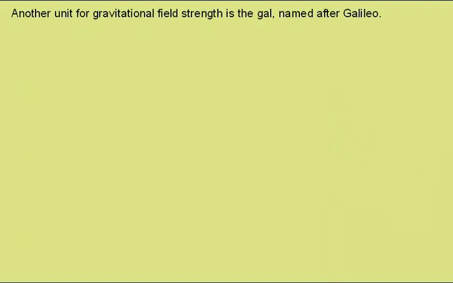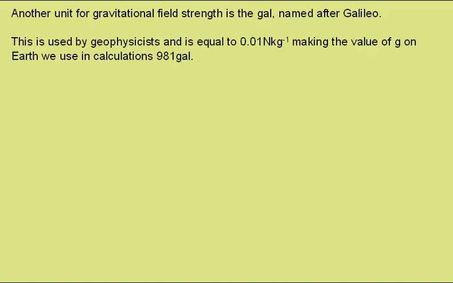Another unit for gravitational field strength is called the Gal, named after Galileo. This is used by geophysicists and is equal to 0.01 newtons per kilogram, making the value of g on Earth that we use in calculations 981 Gal.